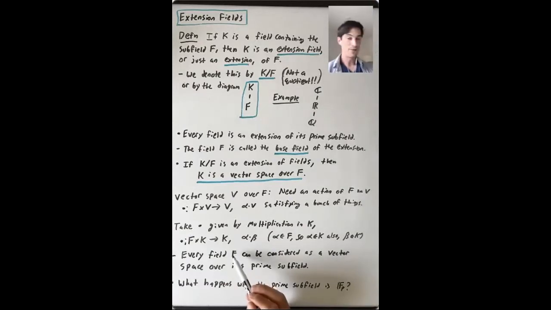Every field F can be considered as a vector space over its prime subfield. So let's just take a minute and think. There are two possibilities for what the prime subfield is. It could be Q, or it could be F_p for some prime p. And what is this telling us in the case when the prime subfield is F_p, this finite field of size p? Because we know a lot about vector spaces over F_p. So I'll pause and erase and say a little bit about what this tells us about finite fields.